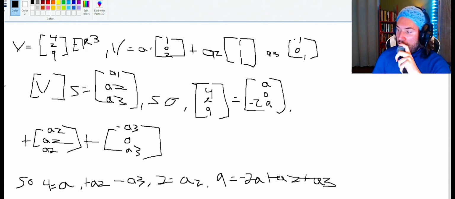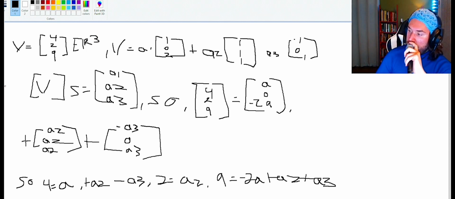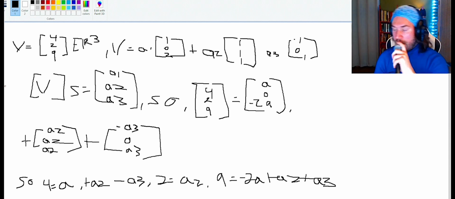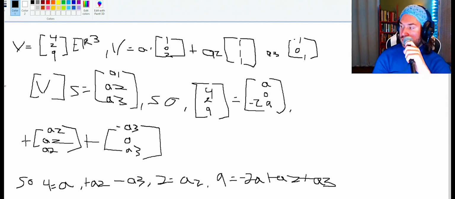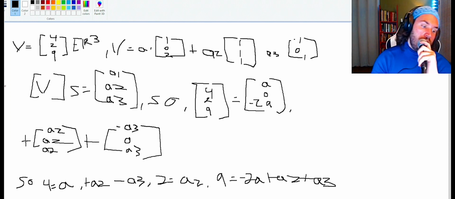So using MATLAB, A equals negative 7 over 2. A2 equals 0. A3 equals 5 over 2. So the vector with respect to the basis equals negative 9 over 2, 0, 5 over 2.